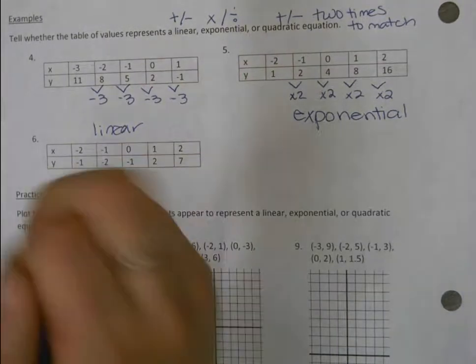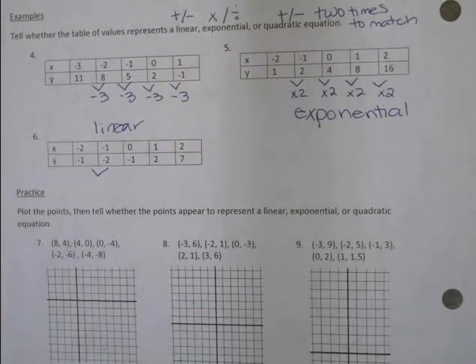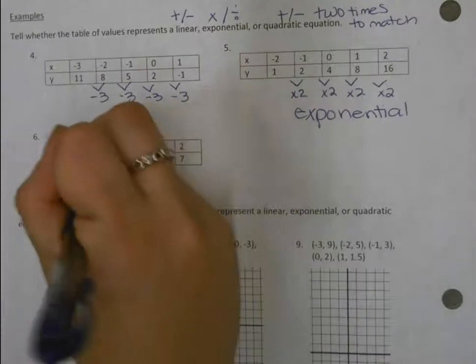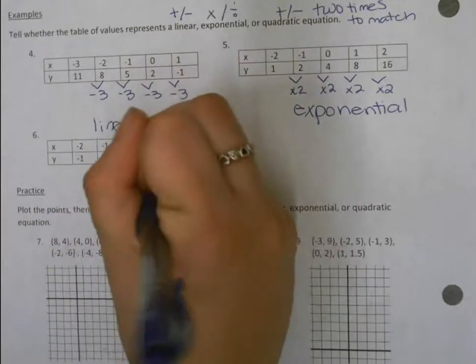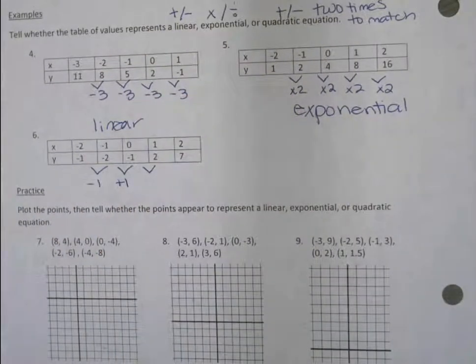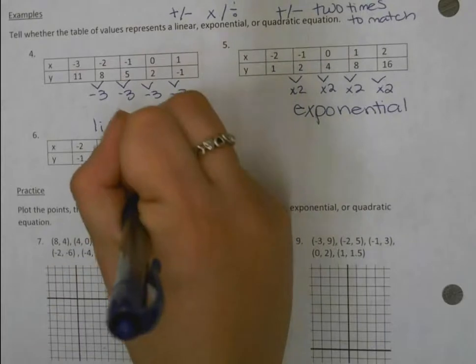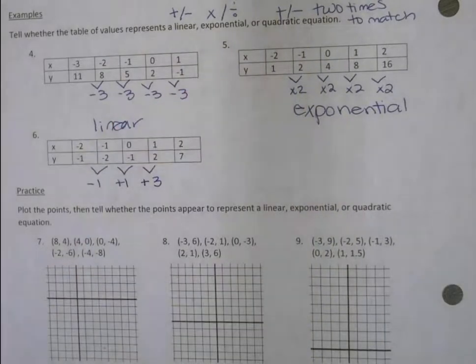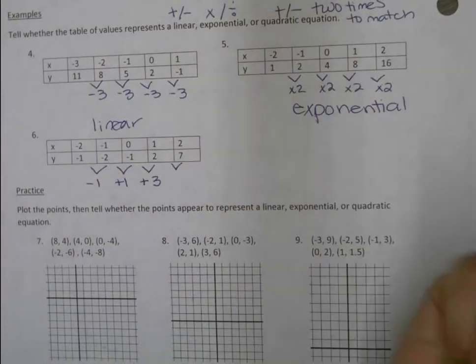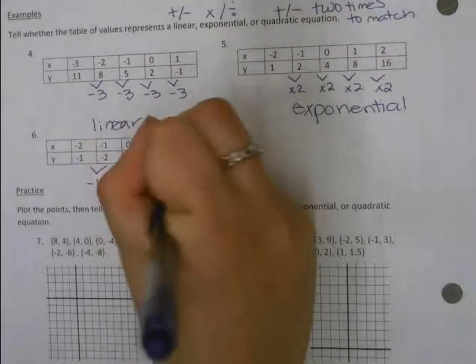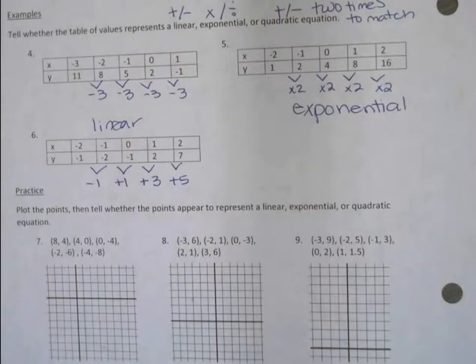Okay, number 6. How do I go from -1 to -2? Subtract 1, because they're both negative. -2 to -1. Add 1. -1 to +2. Add 3. Because I'm going from a -1 to a +2. And then from 2 to 7, add 5. So notice, these numbers are not the same at all.